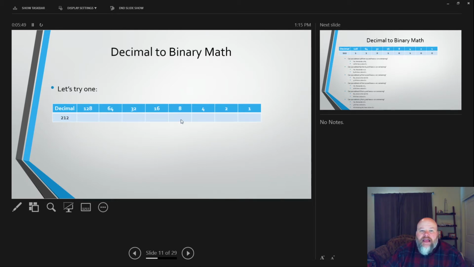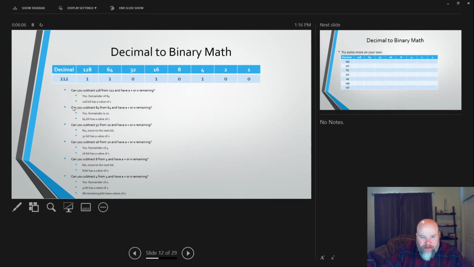Can we subtract 8 from 4? No, we can't. So it's a 0. 4 from 4? Yes, we can. So we're going to turn that one on. With that, our remainder is 0, which means the last 2 bits have to be 0. So we're going to set those to 0. So the binary representation of 212 is 11010100. And there's wording here on exactly how that was done.